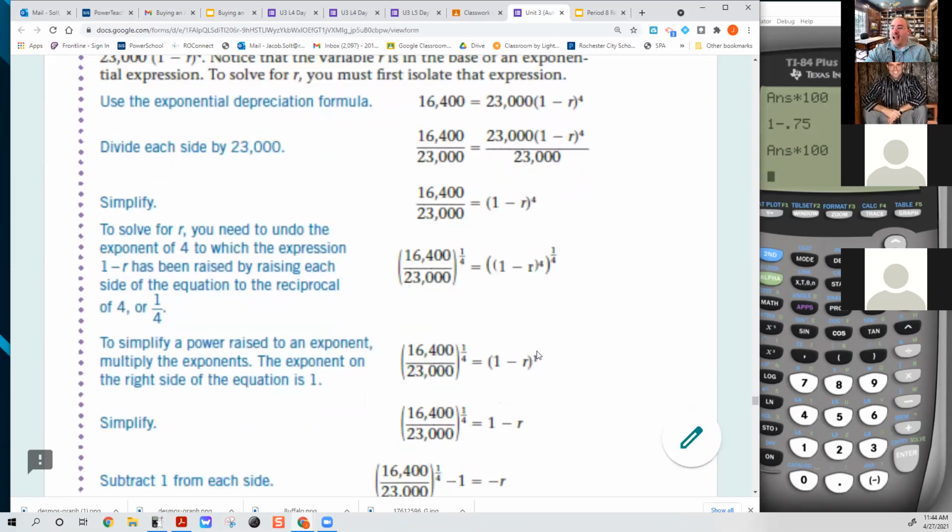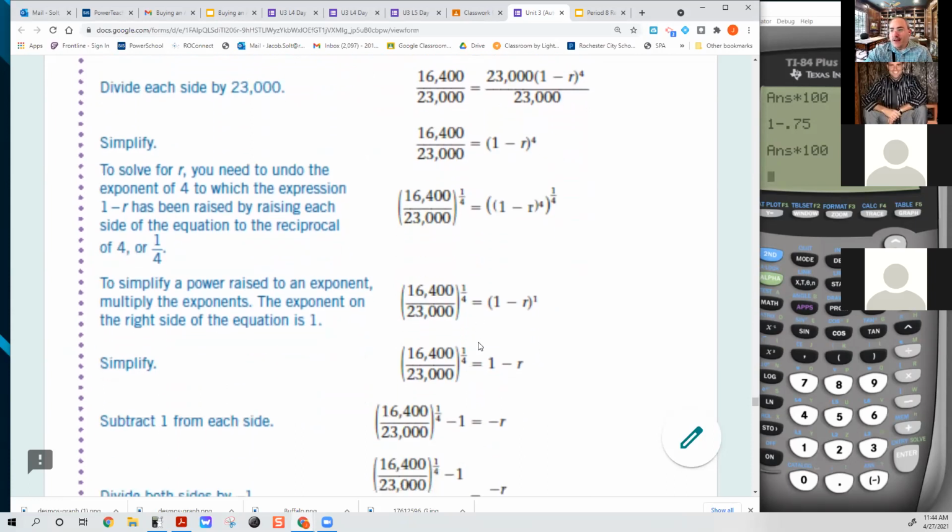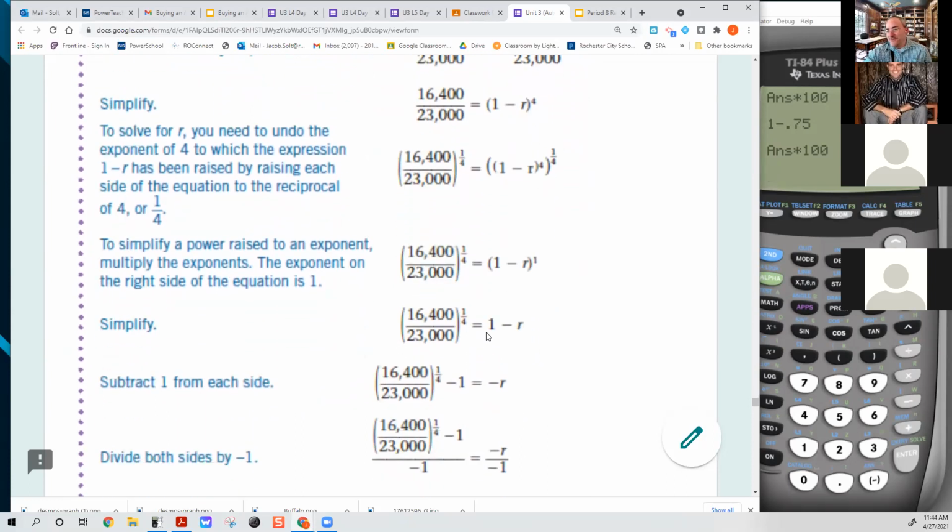And now I have this just 1 minus R. But now my other side of my equation, this needs to get all raised to the 1/4 power as well. Whoa, I know it's getting a little complex. Don't worry, there won't be a test on this stuff. You won't have to memorize this. I basically want to expose you so that you know that it exists.